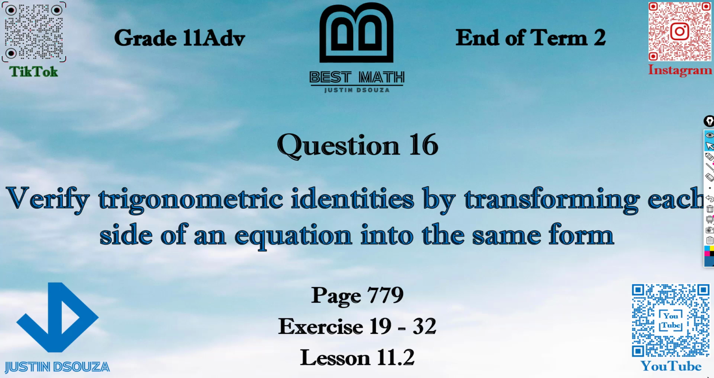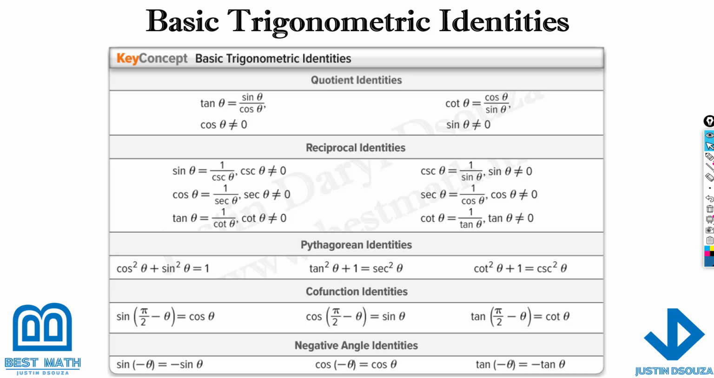Question 16 is about verifying trigonometric identities. It is the first in the writing part from the lesson 11.2. Here, these are some basic formulas which you must remember, especially the Pythagorean identity. Remember the different variations of this. Say cosine squared theta equals 1 minus sine squared theta, and so on.